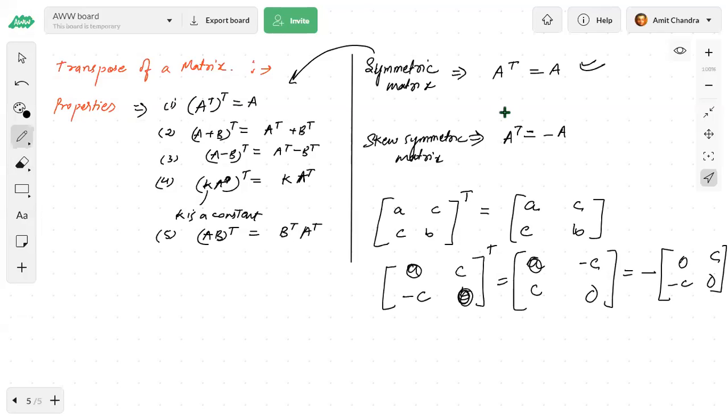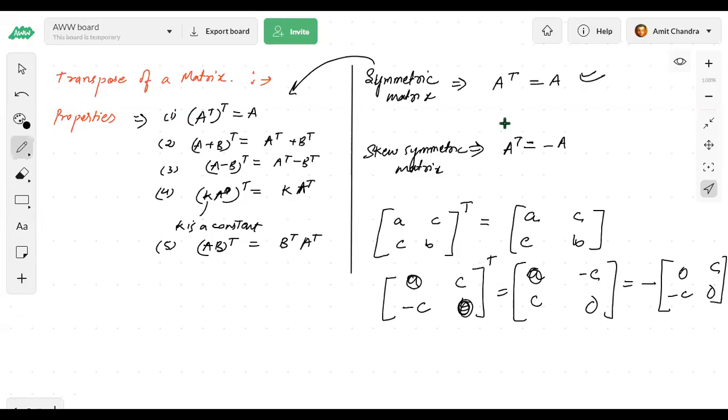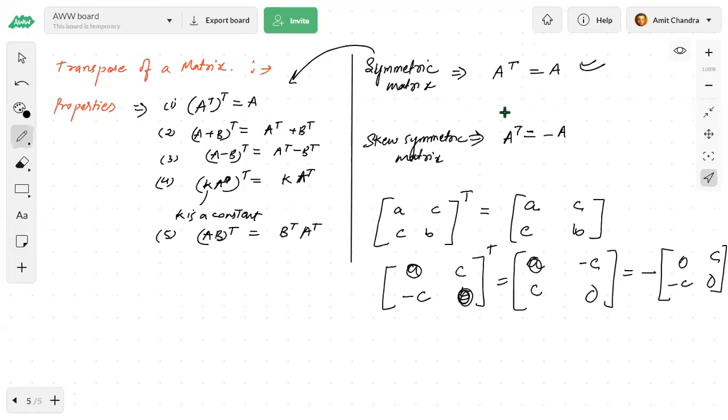So a skew symmetric matrix can be written as A transpose equals minus A. Understood? Okay, fine. Everybody understood? Very good. So we have written symmetric and skew symmetric matrices in terms of the transpose. Okay, fine. So just copy this one also.